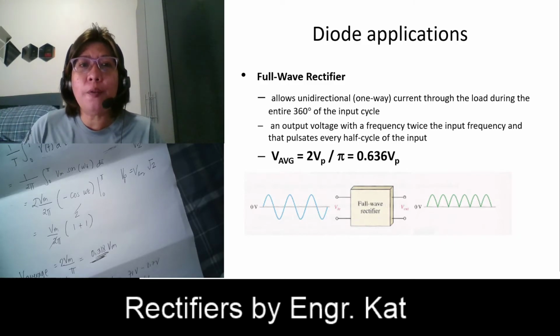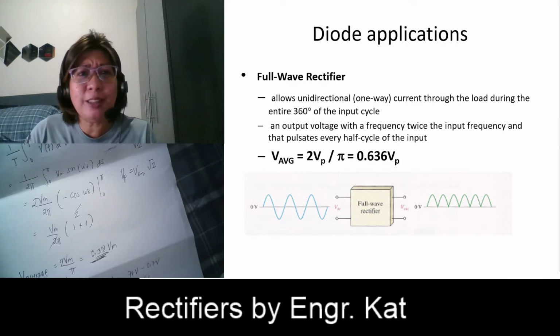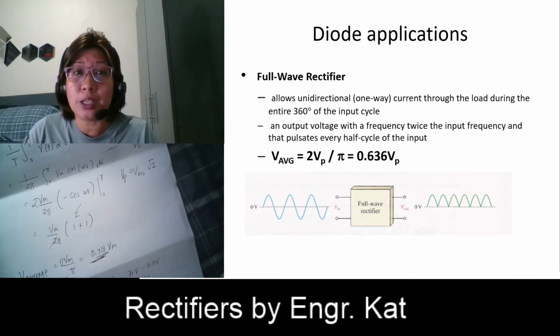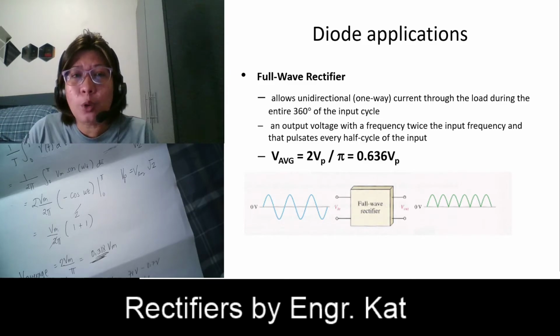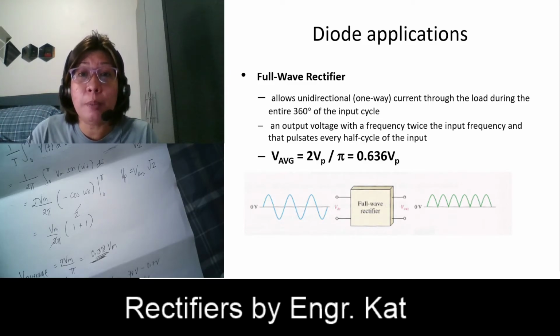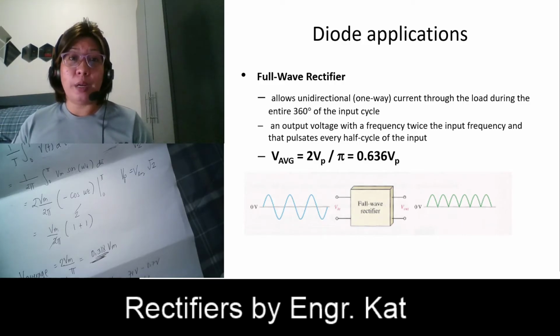Okay? So if this is our input signal, positive and negative half, upon passing through a full wave rectifier circuit, it becomes like this. So it is not totally DC, not yet a straight line, but we call this pulsating DC. With proper filtering, we can make this almost DC. Almost, because only 63.6% was converted into DC, or the average voltage.